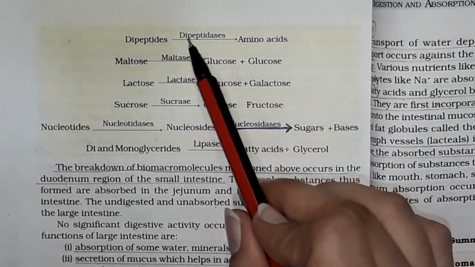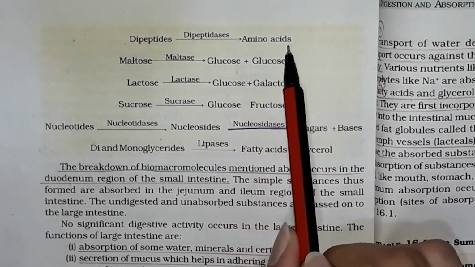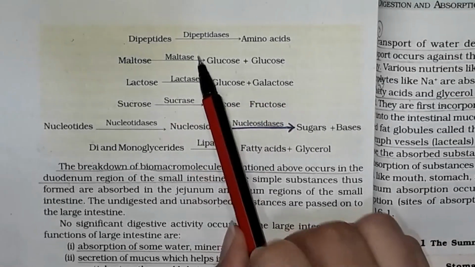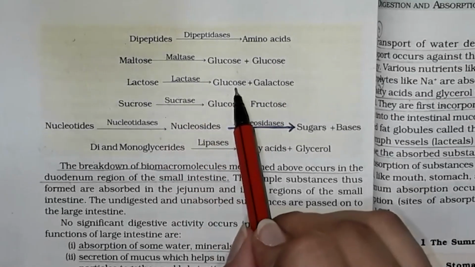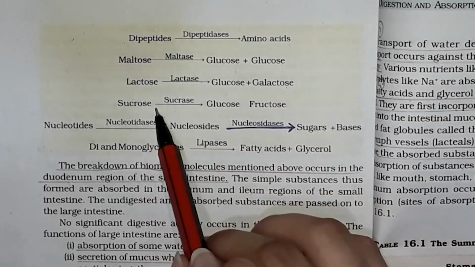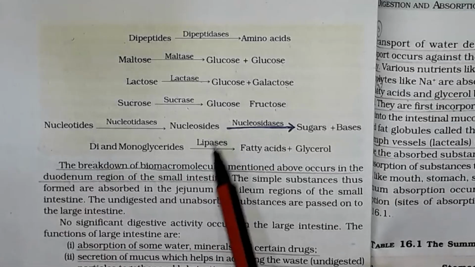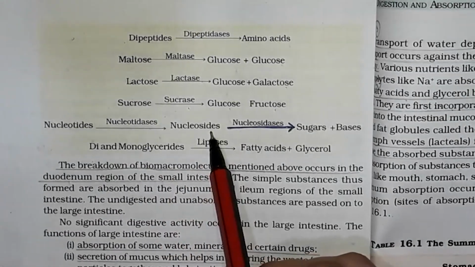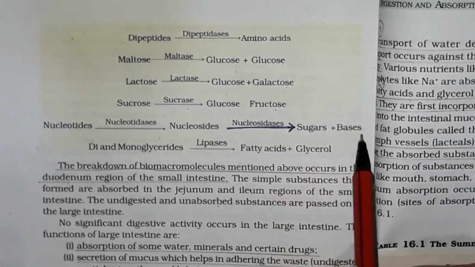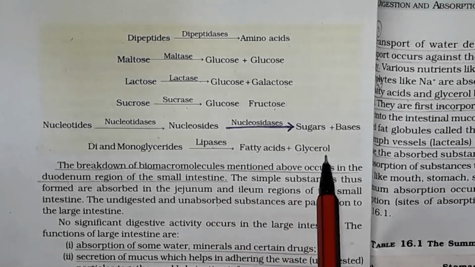Here it is given: the dipeptides are converted by the dipeptidases into amino acids. Maltose is converted into glucose plus glucose by the maltase enzyme. Lactose is converted into glucose plus galactose by the lactase enzyme. Sucrose is converted by the sucrase enzyme into glucose plus fructose. Nucleotides are converted by nucleotidases into the nucleosides, and these nucleosides are converted by the nucleosidases into sugar plus bases. Di and monoglycerides are converted by the lipases into the fatty acids and glycerol.